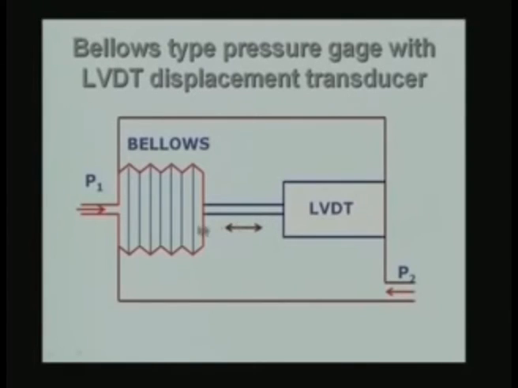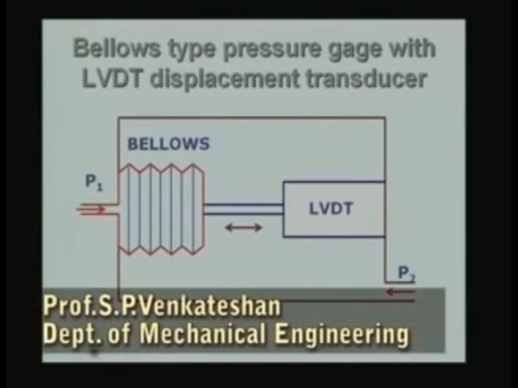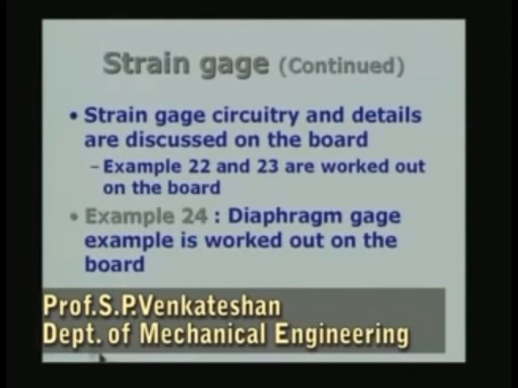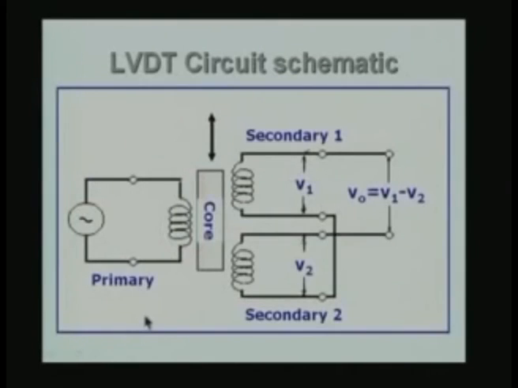output. If however, P1 is less than P2, it will move in the other direction. That means that whenever there is an imbalance in the pressure between the inside of the bellows and outside the bellows, there will be a net movement either to the plus side, this side, or to this side, and therefore we get an output from the LVDT which is going to be dependent on the difference P1 minus P2. So, let us look at the circuit schematic. We just have enough time to just look at this. We will have to resume from here a little later on in the next lecture.